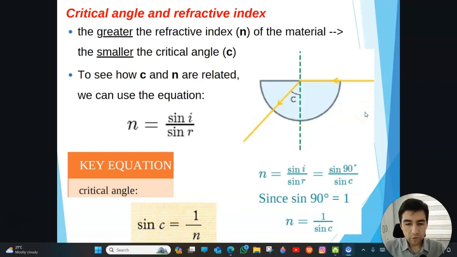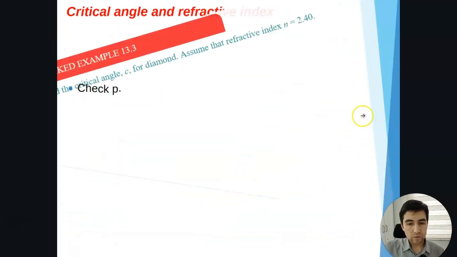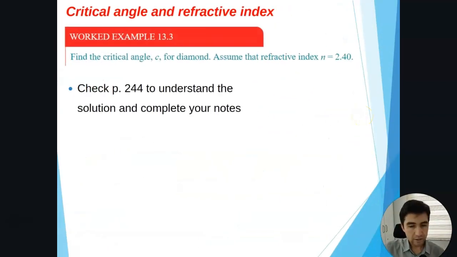Now, to reinforce our understanding, please check the worked example. It is in your book. Find the critical angle C for the diamond. Assume that the refractive index for the diamond is 2.4. To check and understand the solution, please check page 244 of your book.